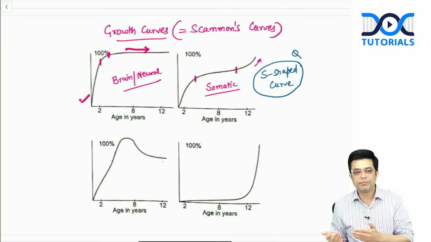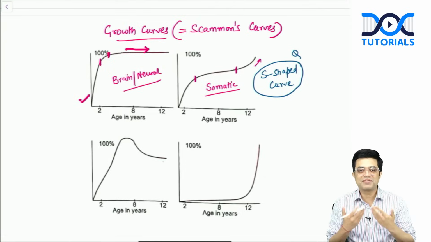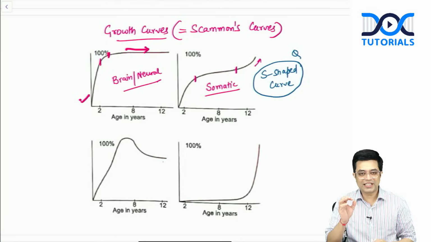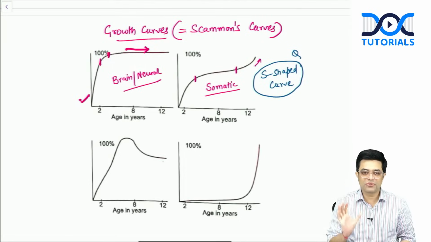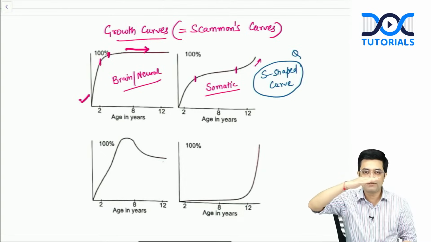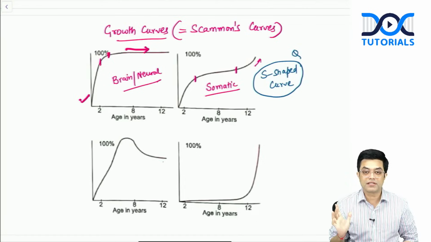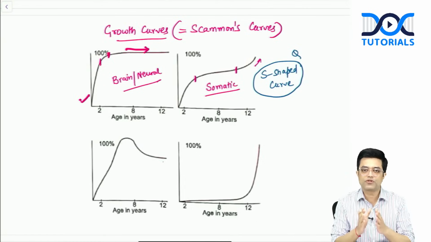When I sit in my OPD, parents often come to me. They say, I have a 5-year-old child. Earlier the child was growing rapidly, now he has slowed down. So I have to explain to the parents that your child is following a normal somatic growth curve. It is normal for every child. First 4 years it is rapid, then it will be static for some time, and then it will pick up again when puberty starts. So this type of growth curve is called the somatic growth curve.